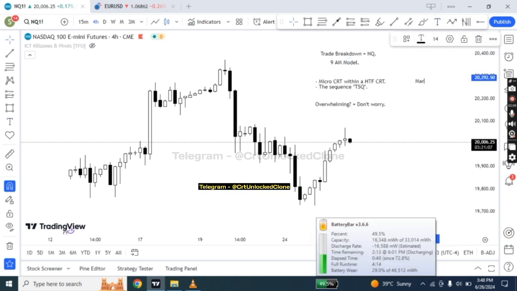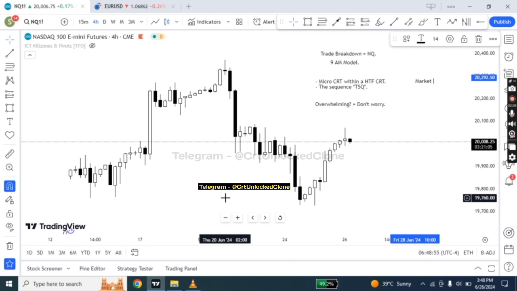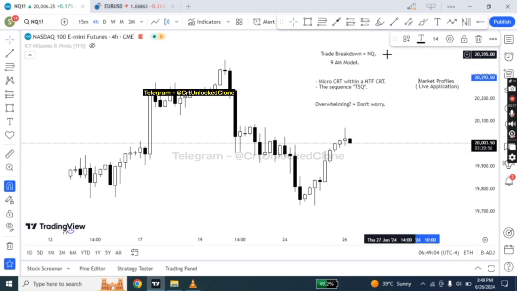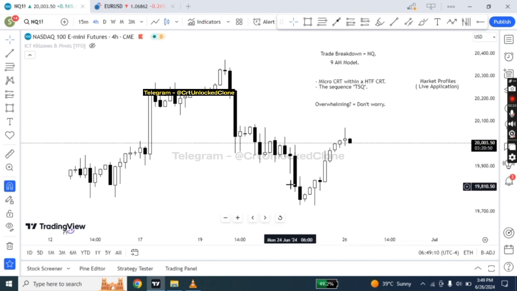First of all, I'm going to make sure that I integrate and explain this trade breakdown in terms of the market profiles that were discussed in chapter 1, so that you can actually see how you can apply the knowledge that was given to you in chapter 1 and use it in the live markets and take trades based off of that.